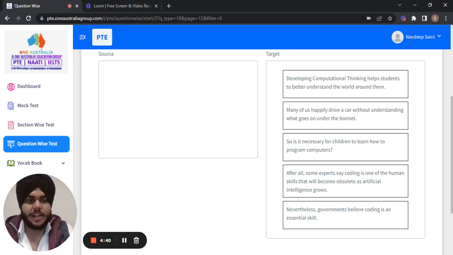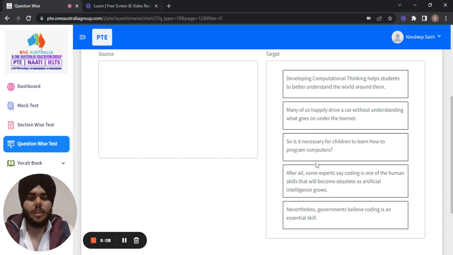Many of us happily drive a car without understanding what goes on under the bonnet. Then it's immediately followed by a question. So, is it necessary for children to learn how to program computers? This line means even though they use computers a lot, is it necessary for them to learn how to program computers, because we drive a car, but we don't exactly know what goes under the bonnet, right? So these two lines are a pair.